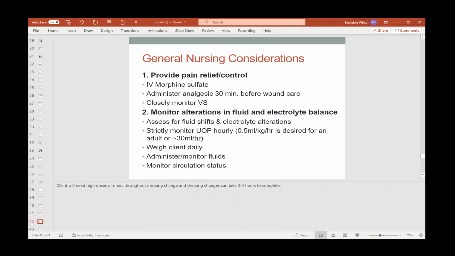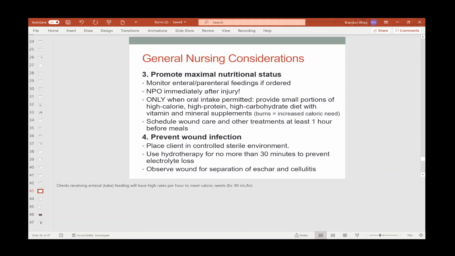Promote maximal nutrition, we talked about that. NCLEX is going to ask you, we may ask you, what kind of diet they need. It is frequent, small portions of a high protein, high calorie, high carb diet. You want to add in some vitamins and minerals with that, enough vitamin C in order to repair, right? So we talked about that.